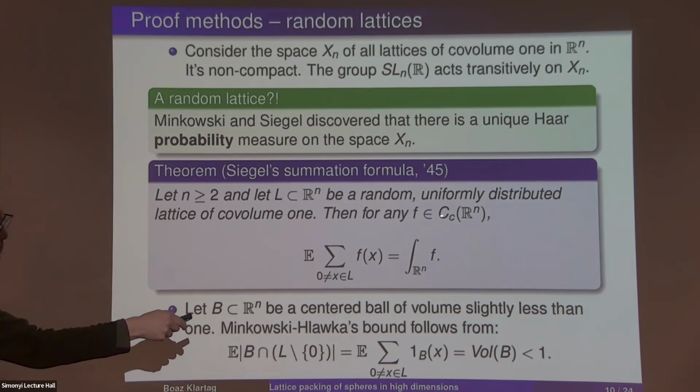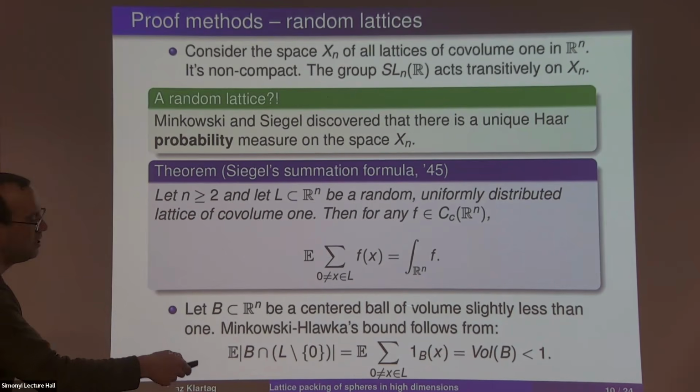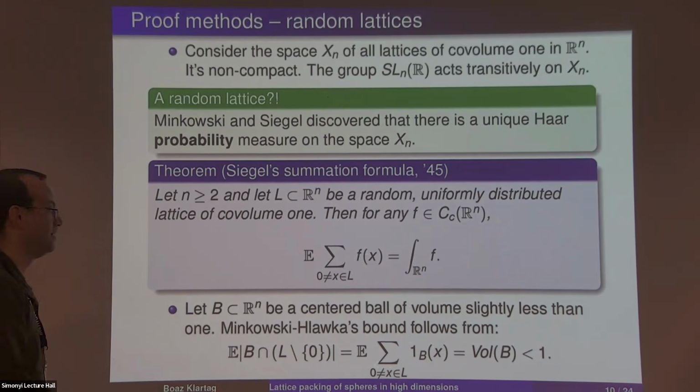It's 2 in L1, by the way. Don't need to go continuous at all. I just told it. So you can easily apply this function in this Siegel summation formula and get that, okay, I can replace this thing by an integral. But the integral of the indicator is just the volume. So I get that the expectation of this integer-valued, non-negative random variable is at most 1, okay?